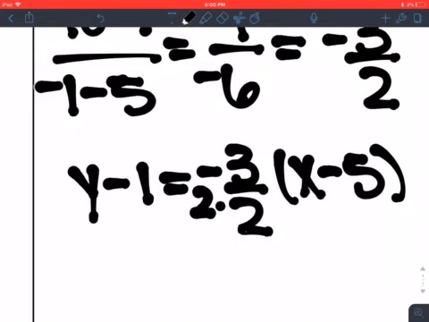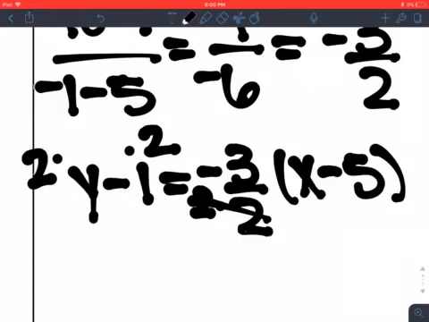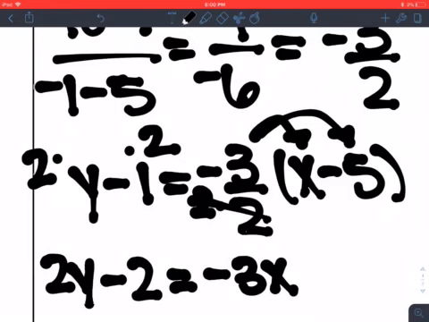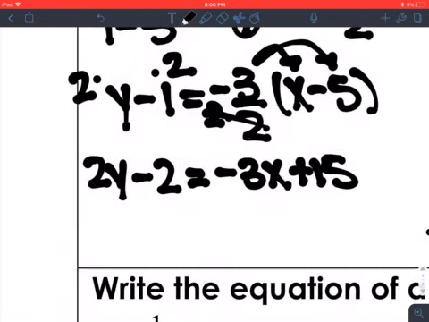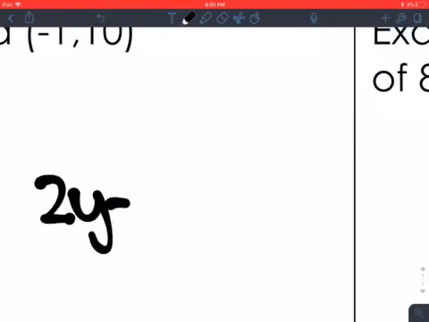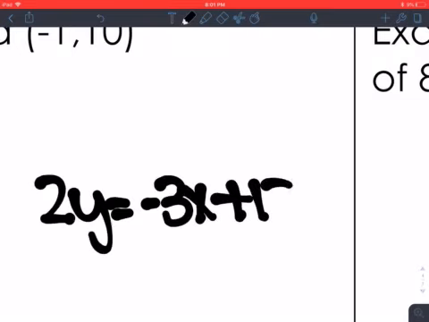So I'm going to start by multiplying my negative 3 over 2 by 2, and that cancels out the 2 in the denominator. But in order to do that, I also have to multiply both things on the left-hand side by 2. So I'm going to get 2y minus 2 equals, and because my denominator canceled out, I'm going to take this 3 and distribute through, and I get negative 3x plus 15. From there, I'm solving for y, so I add my 2 over, and I get 2y equals negative 3x plus 17.